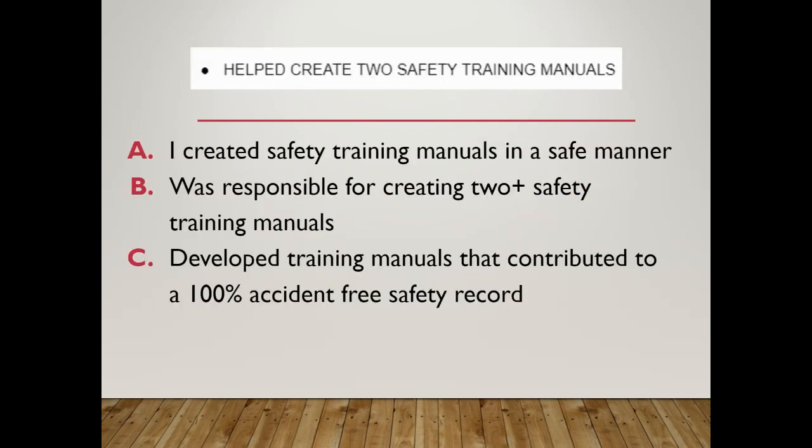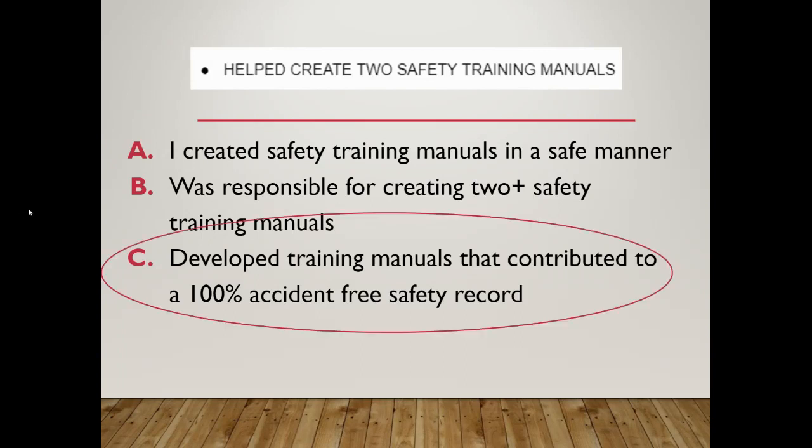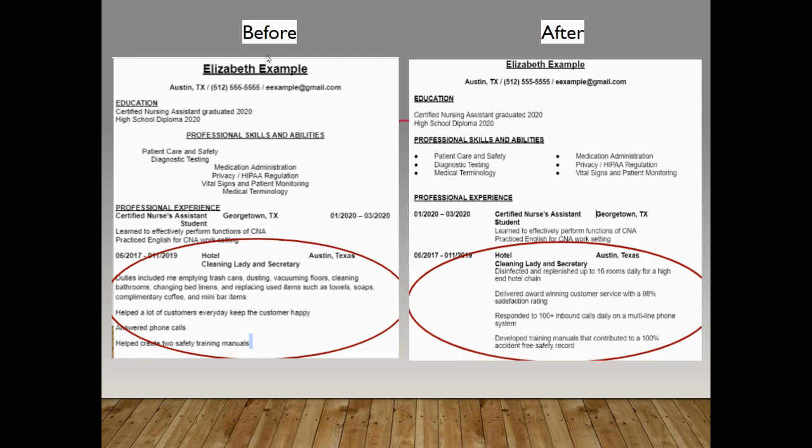Pause the video and read, what is the best rewrite? C is the best rewrite because the others have personal pronouns, weak action verbs, and there aren't as many keywords in it. The action verb, the quantifier, accident-free being a keyword, these things really punch up and help this become a better job description. Here's the before example of the resume, and here's the after, specifically this part.